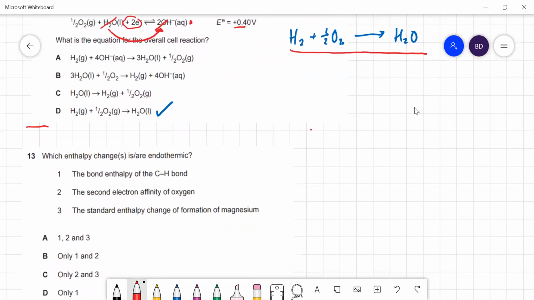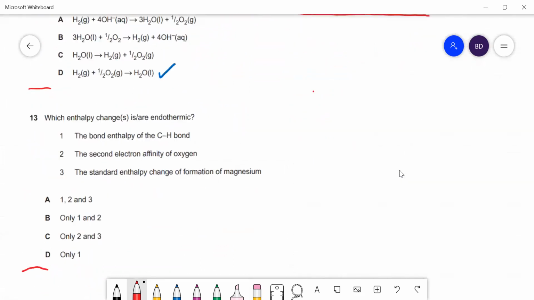Which enthalpy changes are endothermic? Well, our definition of a bond enthalpy is the energy required to break a bond, so that is definitely endothermic. The second electron affinity of oxygen, that's also endothermic. You know that is going to be the case because you're sticking a negative electron onto an oxide ion, which is already negative, so there's going to be repulsion there. The standard enthalpy of formation of any element in its standard state is obviously 0, so that's not endothermic. So 1 and 2 is the answer.